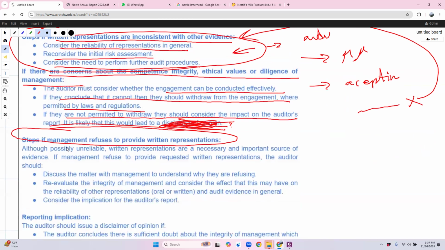The next thing, which is important as well, is the steps if management refuses to provide written representation. Let's read it. Although possibly unreliable, written representations are a necessary and important source of evidence. Why? Because the auditor needs to reduce their liability, so written representations must be taken according to international standards on auditing.